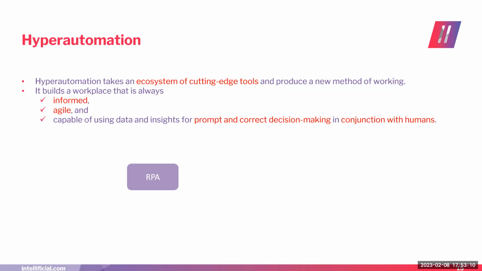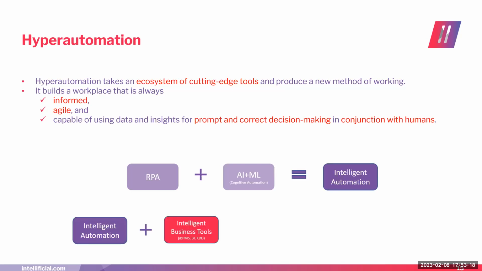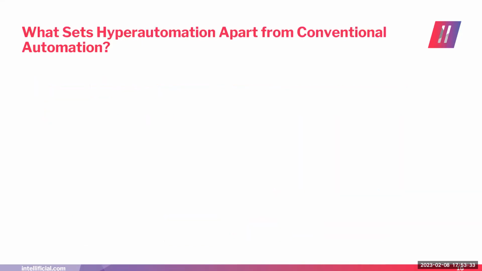So to reiterate, RPA plus AI plus ML, that is RPA plus cognitive automation, is intelligent automation. And if you have intelligent automation along with some intelligent business tools like iBPMS, BI, and KDD, and if you have a smart workforce, that is hyperautomation. If this is clear to you, I'll go to the next slide.